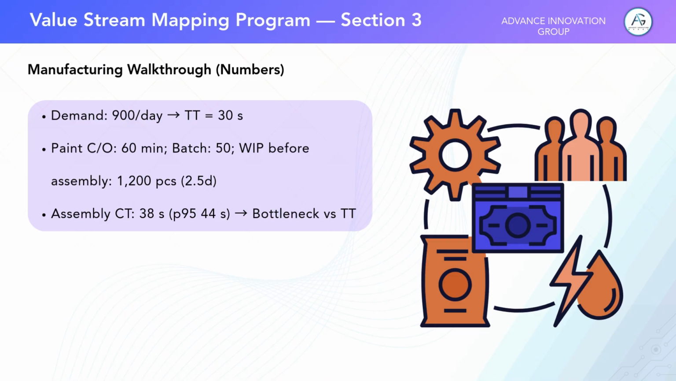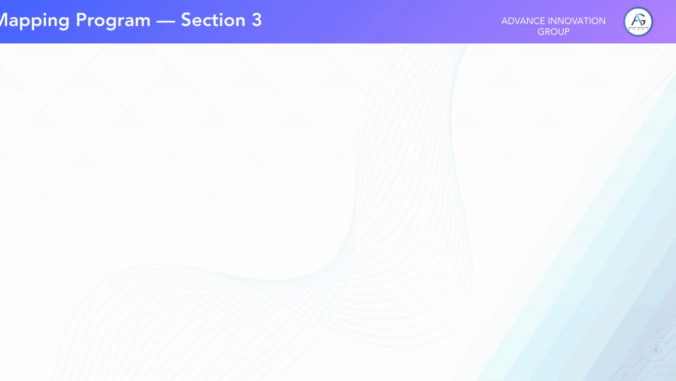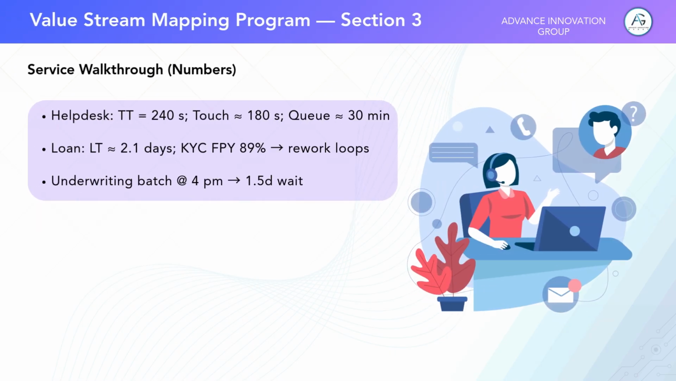This helps identify where the flow breaks and improvement is needed. This slide shows a service process walkthrough using actual performance numbers. In the help desk process, the takt time is 140 seconds. That's how often a new request should be handled. The actual touch time is around 180 seconds, but there's a queue delay of 30 minutes, showing waiting as waste.